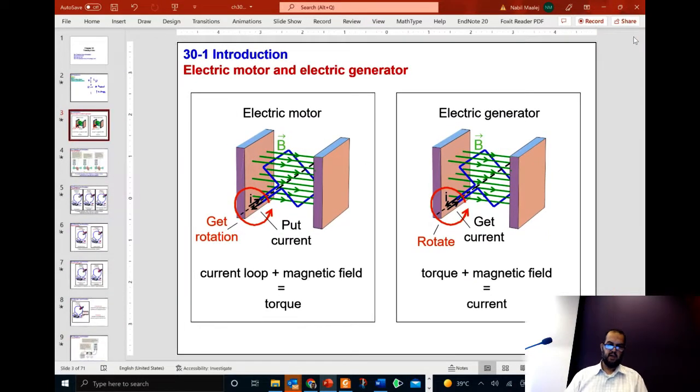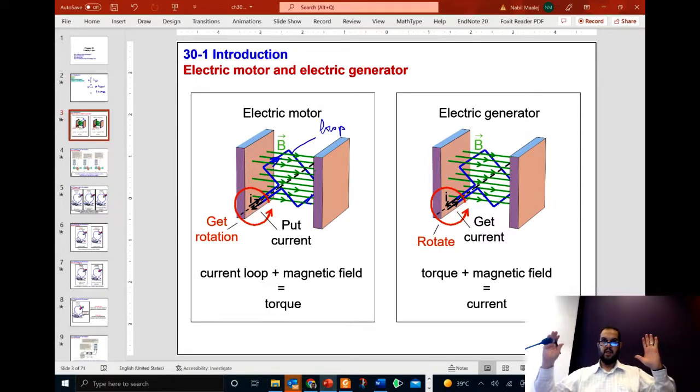So what is an electric motor? If you have a coil like this or a loop, this is a blue loop here, and if you pass a current through it, so let's assume this is a current here, and so the current will be in the opposite direction on the other side. If you have a permanent magnet, let's assume north and south, for example.